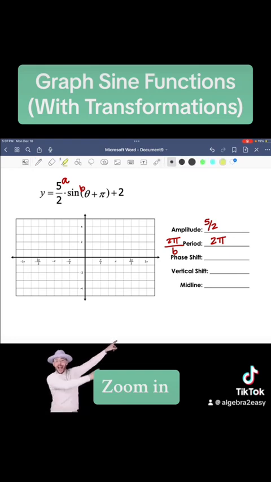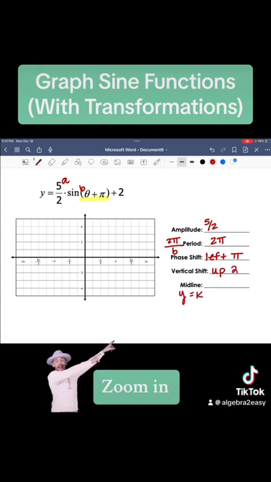We do have a phase shift. You need to look inside the parentheses here. We have theta plus pi. Well, that's going to be left pi units. Do you have a vertical shift? Remember, normally it's at the end. We see plus 2. That means we're going to go up 2 units.